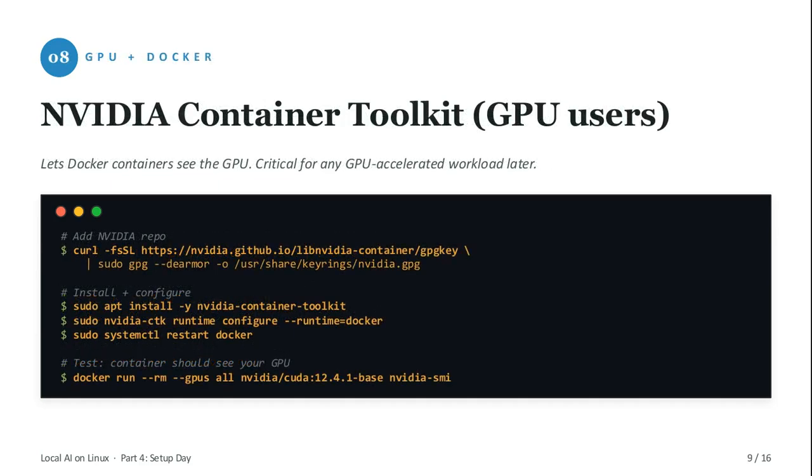Now, Docker can talk to itself just fine, but by default it can't see your GPU, and that's where the NVIDIA Container Toolkit comes in. It's the bridge that lets containers reach through to the CUDA drivers we installed earlier. We add NVIDIA's repo, install the toolkit, tell it to register itself as a Docker runtime, and restart the daemon. Then the real test: spin up a CUDA container and run nvidia-smi inside it. If you see the same GPU table you saw on the host, the whole stack is wired up.